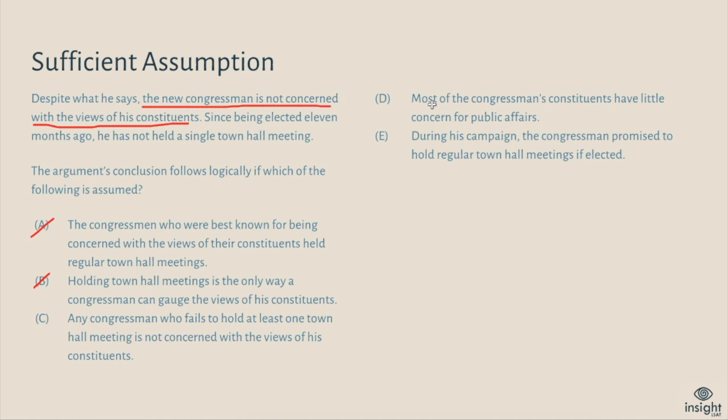D. Most of the congressman's constituents have little concern for public affairs. No, that doesn't get us from the town halls to the mindset. And E. During his campaign, the congressman promised to hold regular town hall meetings if elected. Oh, and he didn't do it. Surprise. But it's unfortunate for his constituents, but that doesn't bridge the gap between his activities and his state of mind. C is your answer. It's too strong, but it is strong enough.